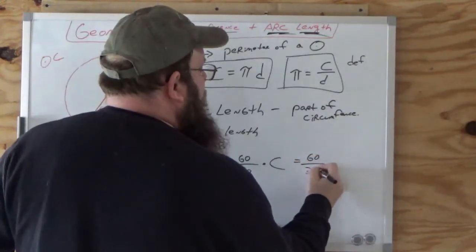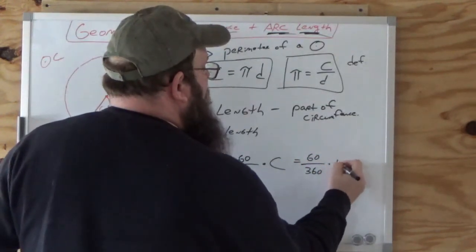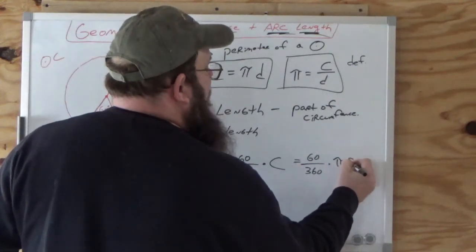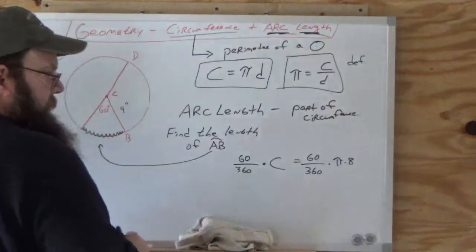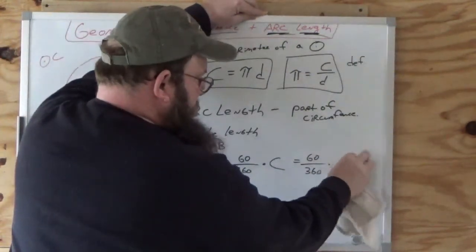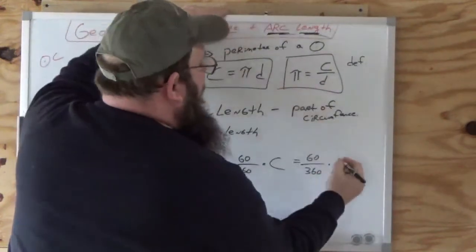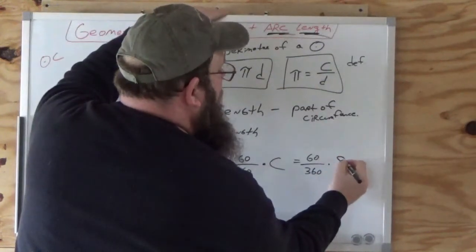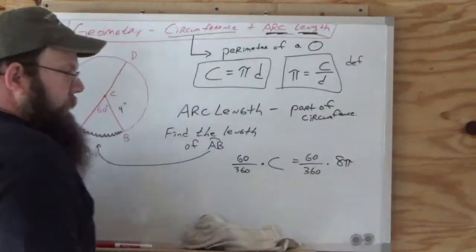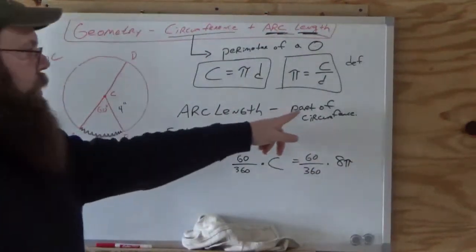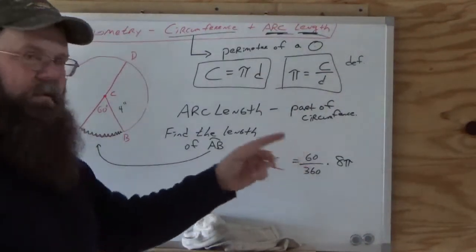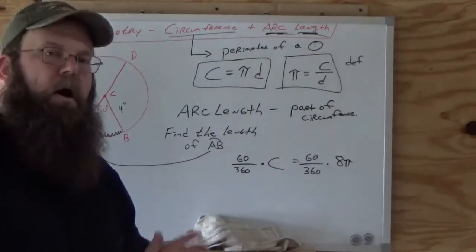60 out of 360 times pi times the diameter. The diameter was 8. Oh, I don't even like writing pi times 8. That's why I'm going to erase that and put 8 pi. Okay? Part of the circumference. What part is it? 60 out of 360. Yes.